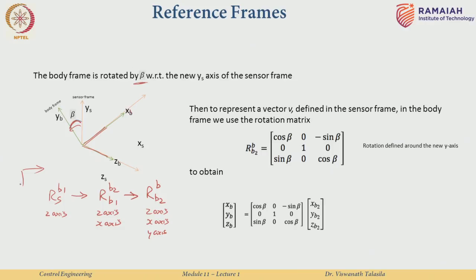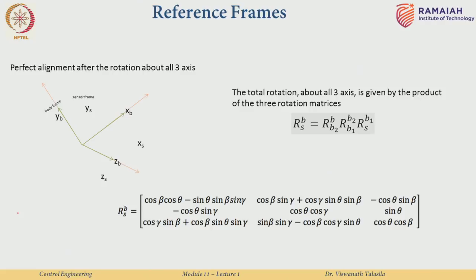And this is the rotation to go from B2 to B, the second body axis to the final body axis. And interestingly, all you need to do in order to do this very complex sounding mathematical description is one very simple operation. Take the three rotation matrices and multiply them in this specific order. On the right hand side, from the sensor frame to body frame 1, that is one rotation matrix, multiply that with body frame 1 to body frame 2, the second rotation matrix, and finally multiply that result with the body frame 2 to the actual body frame, the third rotation matrix.